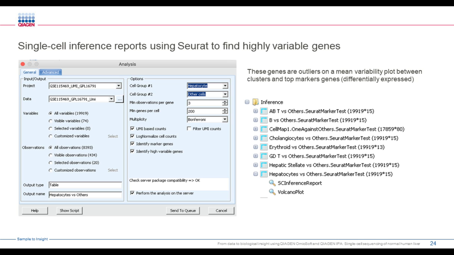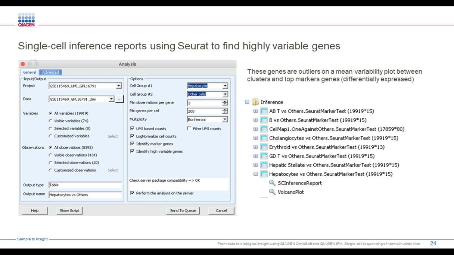Same as previously, I could create an inference report, basically an expression profile using SERAT to define highly variable genes and top gene markers, and I would like to compare each of the previous biological clusters that I found. For each of them, I could get a comparison, hepatocyte versus others. I can set some features of interest, minimum observation per gene 3, minimum genes per cell 200, and so on.